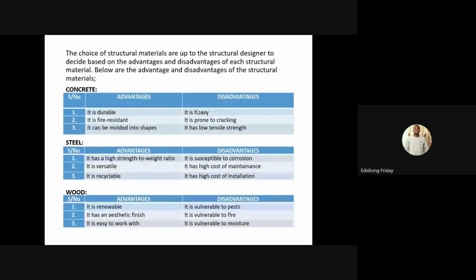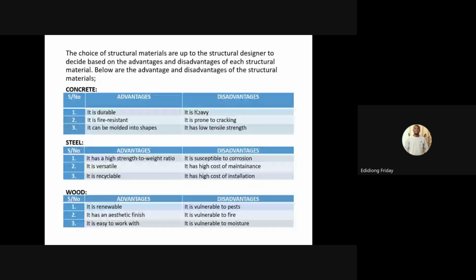Going down to steel. For the advantages of steel, it has a high strength to weight ratio. It is versatile. It is recyclable. Under the disadvantages, it is susceptible to corrosion. It has high costs for maintenance. It has high cost of installation.